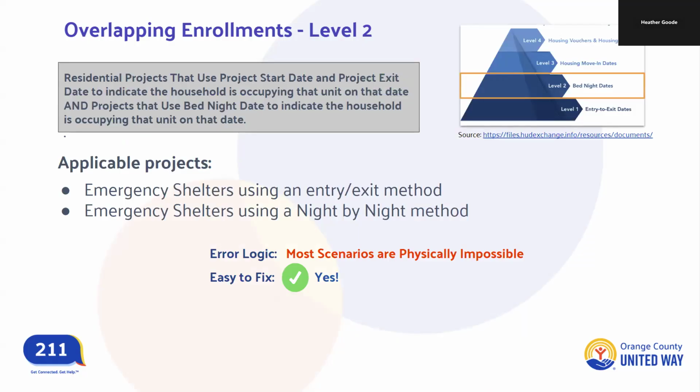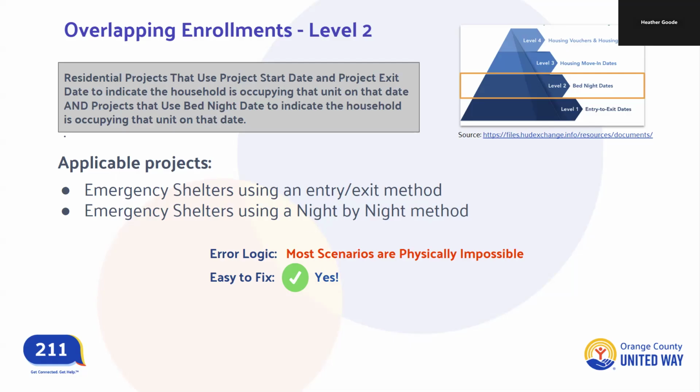The next level on the hierarchy includes residential projects that use project start date and project exit date to indicate the household is occupying that unit on that date, and projects that use bed night date to indicate the household is occupying the unit on that date. So this is emergency shelters using entry exit and emergency shelters using a night by night method.